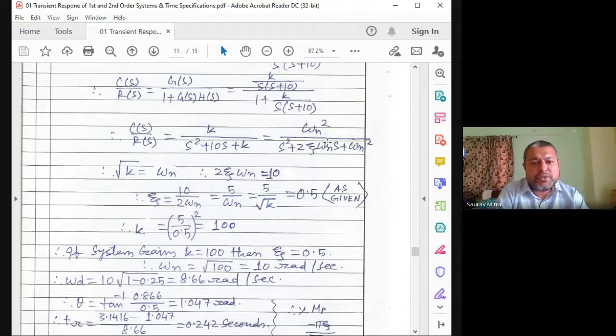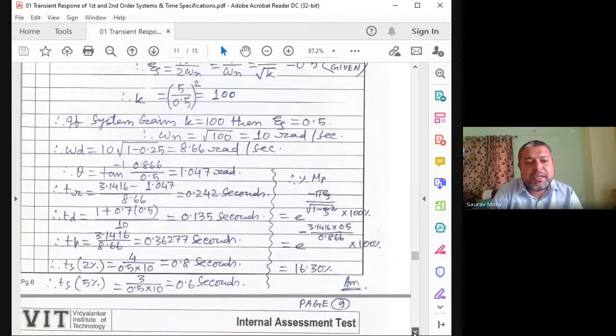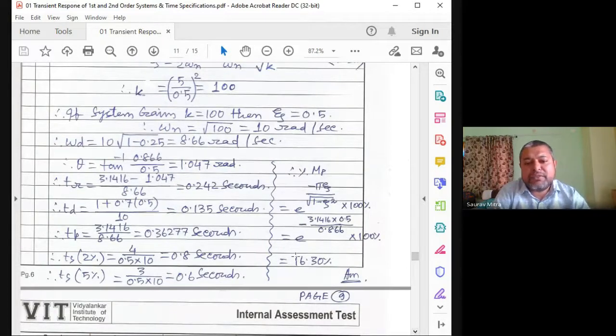Then if you compare these two, you are getting two formulas. Omega n is equal to root K and zeta is equal to 10 by 2 omega n, so from there 5 by root K. And there you are supposed to equate this 5 by root K to zeta equal to 0.5, because it is asked that I want the system to have zeta equal to 0.5. So equating these two, you are finding K is equal to 100. If you find that, then substitute in this equation, 100 divided by S square plus 10S plus 100. So you are finding omega n is equal to 10, zeta is equal to 0.5. In that case, everything you can find out. Again, you are finding that percentage MP is 16.3.